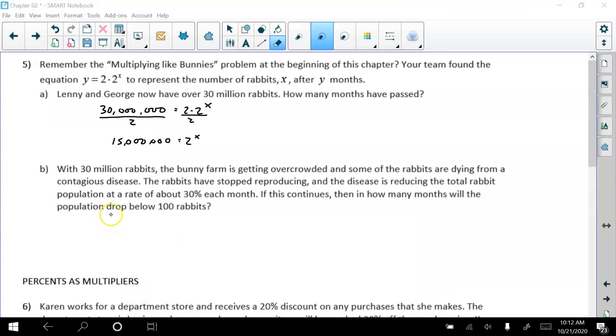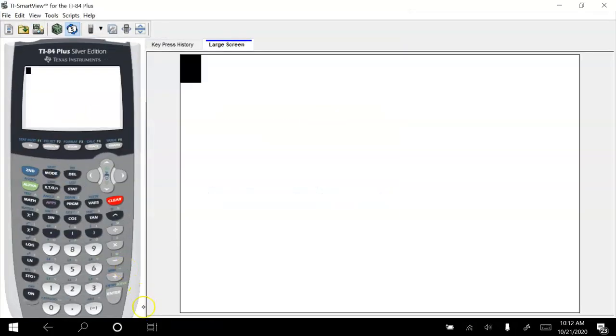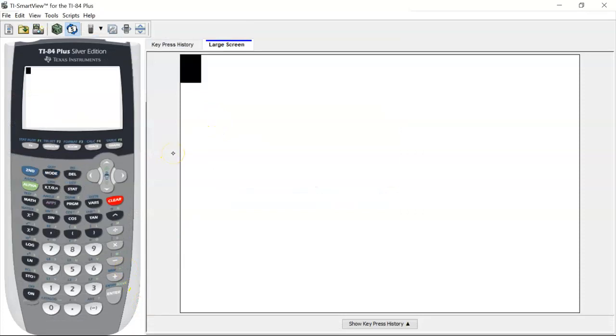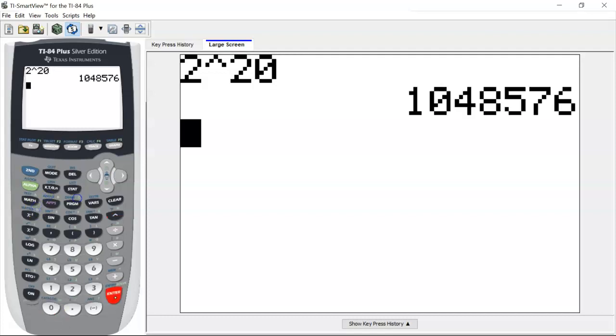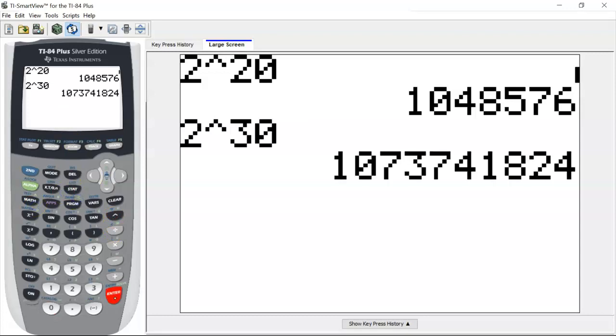So 2 to the x equals 15 million. I think I need a pretty big number, so I'm going to try 2 to the 20th. That's only 1 million. So let's try 30. 2 to the 30th. That's 107 million. We went way over. So let's try something smaller.